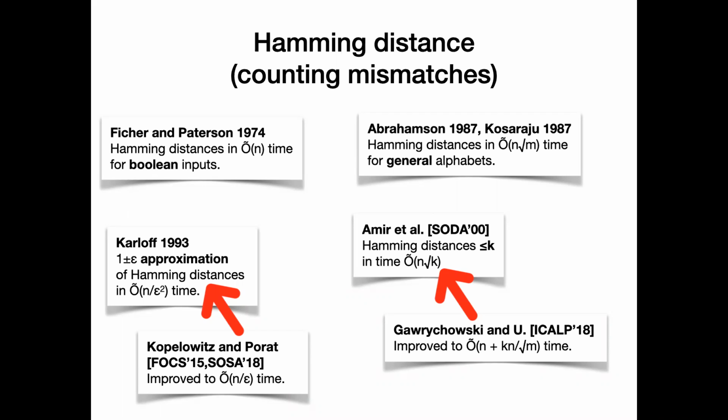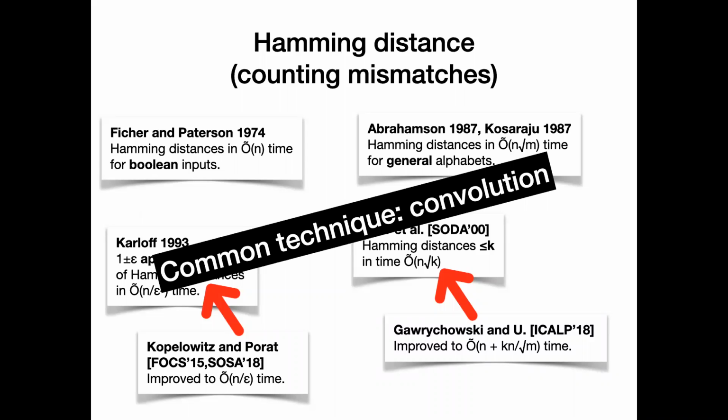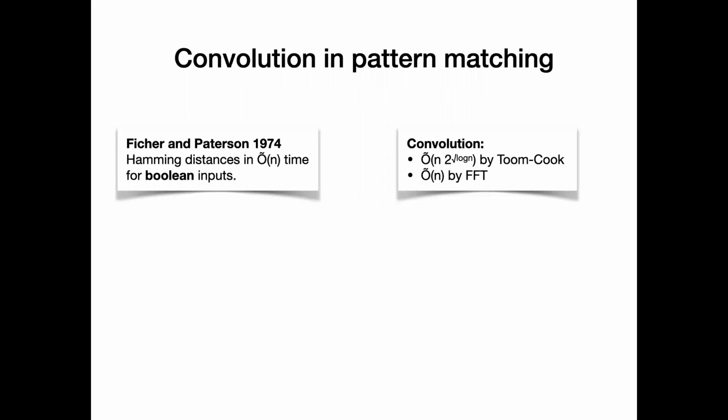But there's one common theme behind all of those results: they all use some form of convolution as a black box. And what do I mean by convolution? Already in the first results of Fischer and Paterson for Boolean inputs, they observed that this problem essentially reduces to convolution. If you want to compute Hamming distances for Boolean inputs, this is two applications of convolutions. I will show it in a second.